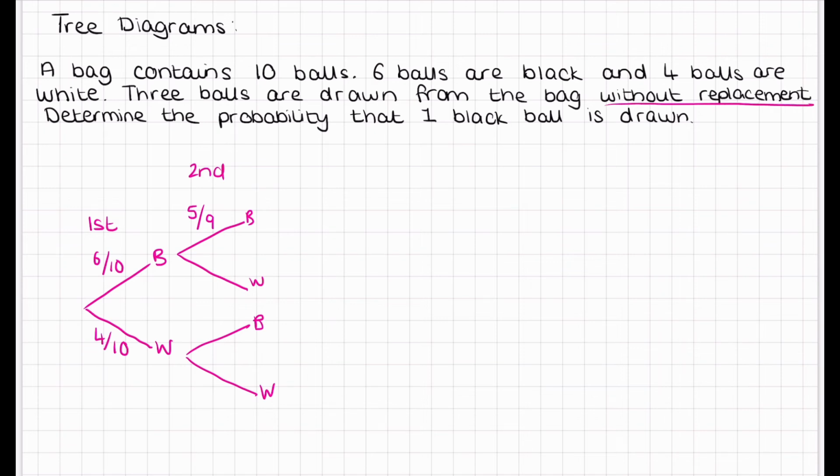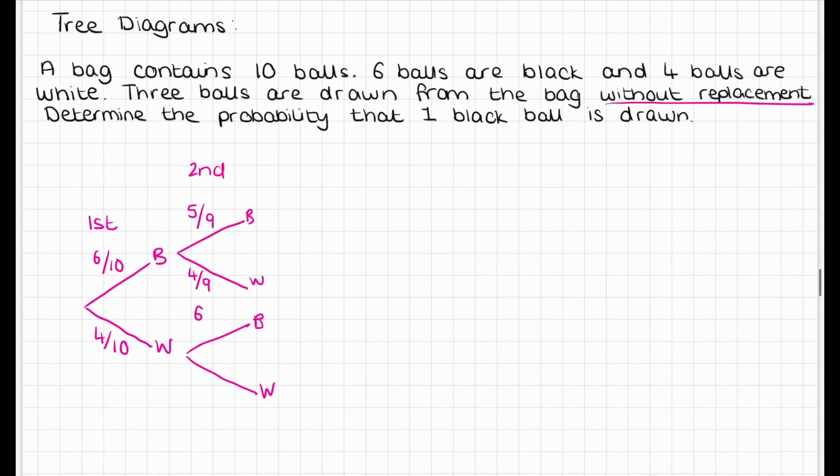White, so there'll still be 4, because this one's coming off the black, which means we did take out 1 black, so there'll still be 4 whites in the bag. Now go to the bottom one, which is a white first, which means there'll still be 6 blacks out of the 9, and then there'll now only be 3 whites and 9 left in the bag.